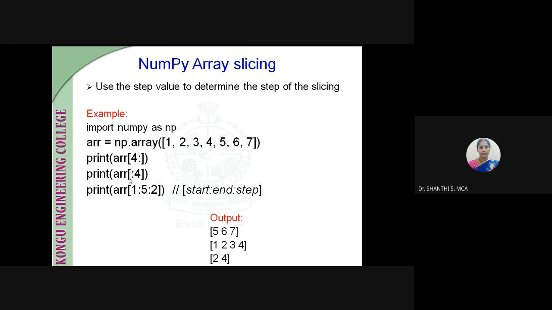The starting index is not given, but the ending index is given. So from start of 0 to index 4, it will display. So start of 0 is 1. So it will display up to index 4: 1, 2, 3, 4.